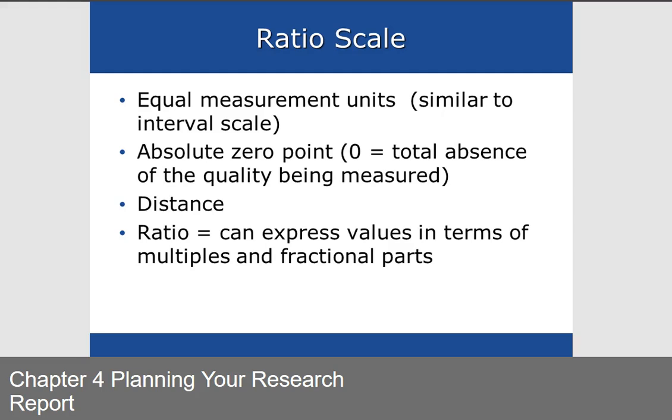So ratio scale is very similar to interval scale, except that it has a true zero. And if I bought 0 pounds of vegetables, I didn't buy any vegetables. And so a zero makes sense. There is a true zero. And the ratio can express values in terms of multiples or fractions. And again, we have the same mean, standard deviations, Pearson correlations, and others that you can calculate with interval and ratio scales.